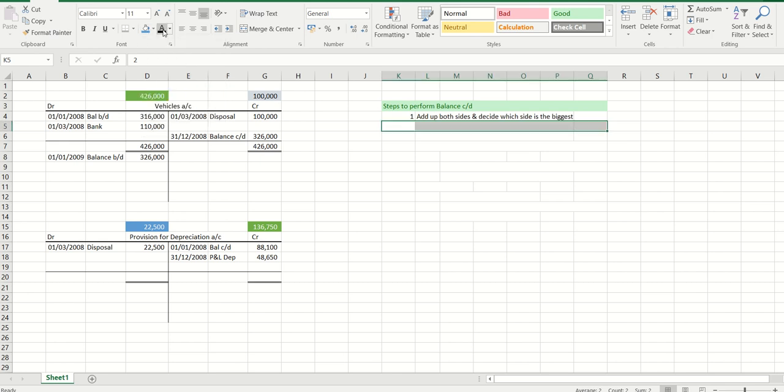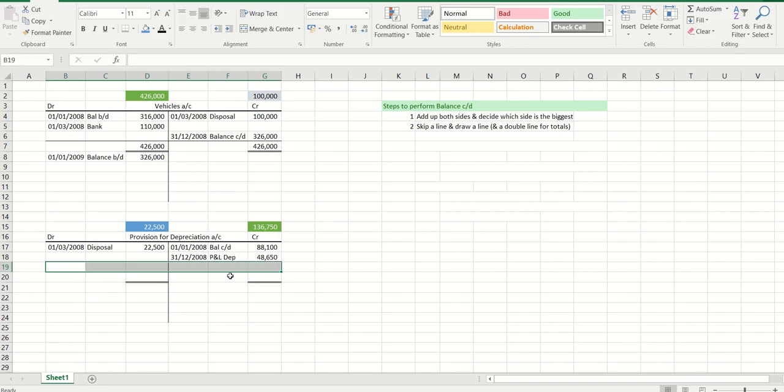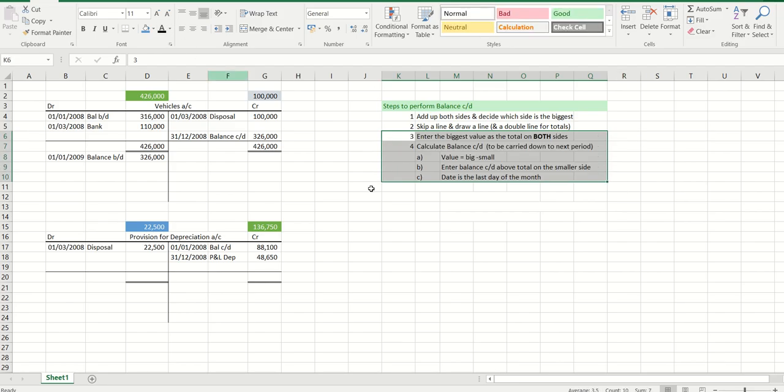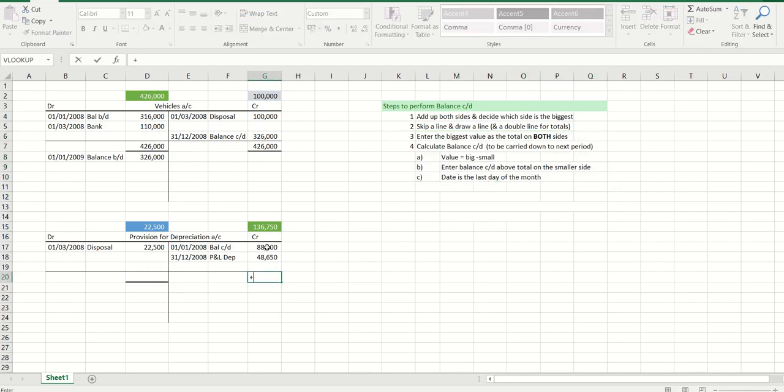Number 2. Skip a line and draw a line, and put in your 2 totals. Okay, so we have that there. Step 3, we're going to enter our total. The biggest is the total on both sides. So the 136,750 is the total on both sides.